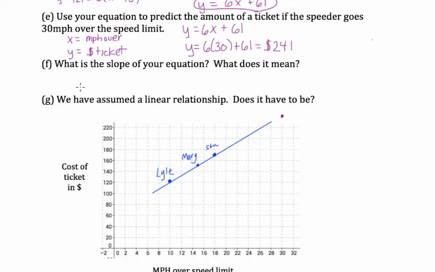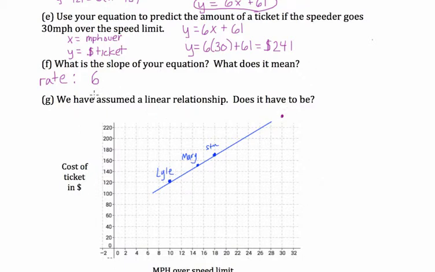What is the slope of your equation? What does it mean? Well, our slope is the m number, 6. The slope of a linear equation is always the rate. And when you have a linear equation, you are assuming a constant rate. You're assuming that this ticket is going to go up at the same rate.